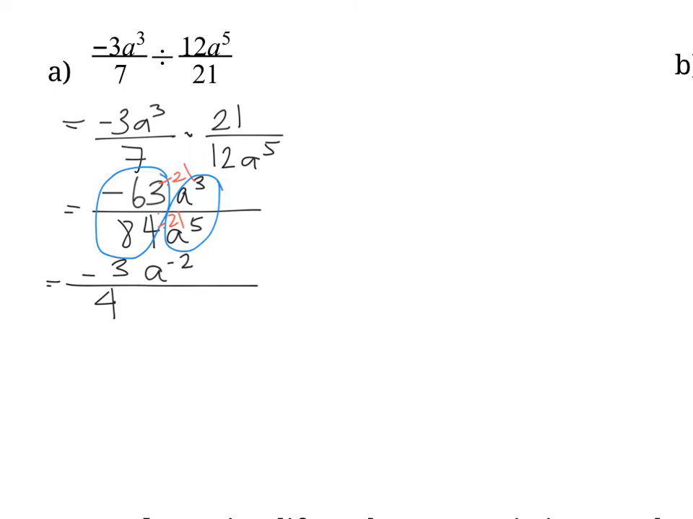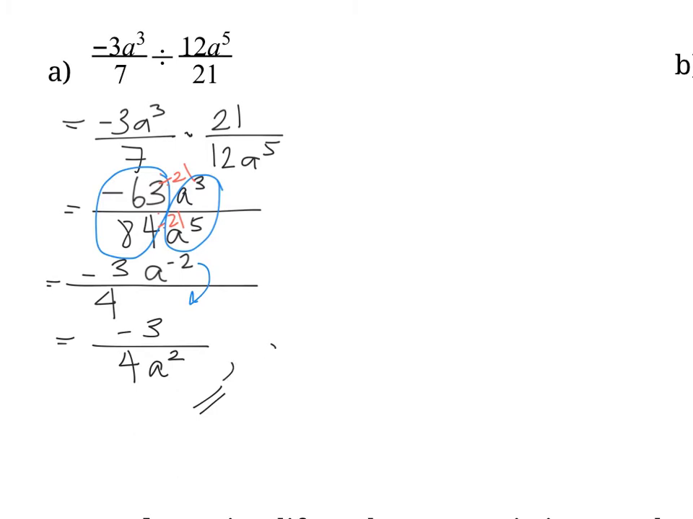So we can't leave our final answer with a negative exponent. So we're going to bring this a to the power of negative 2 down to the bottom of the fraction like we practiced, and change the exponent to positive. So our final answer on the top in the numerator will have a negative 3. In the denominator we're going to have a 4. And our a is going to be brought down. So we're going to be left with a to the power of positive 2. And this is our final answer.